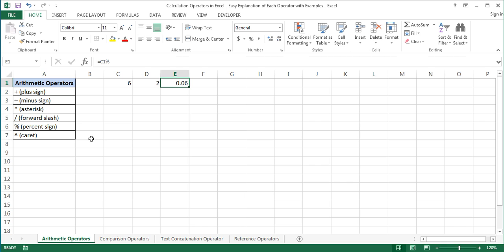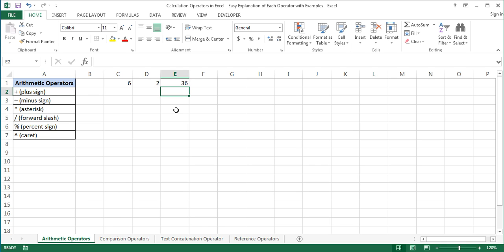And the last arithmetic operator is caret, which performs exponentiation. For example, C1 caret D1, which means C1 raised to the power of D1, equals 36. So these are arithmetic operators that are used in formulas in Excel.